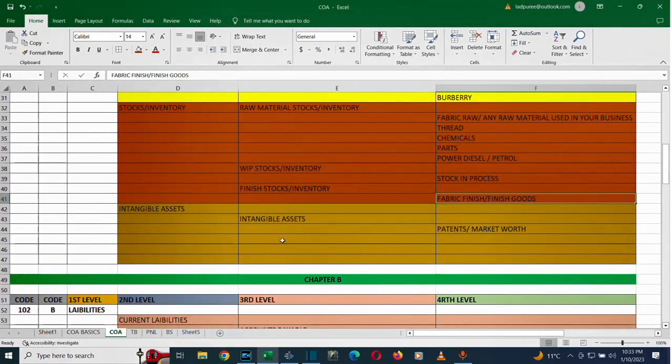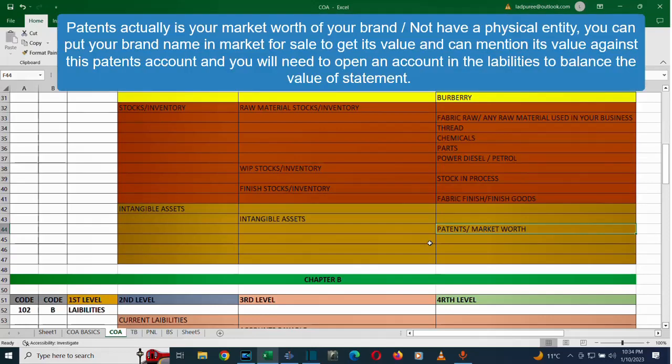At the end of the asset chapter, we will open patent or market worth account under intangible assets. Patent actually is the market worth of your brand, which does not have a physical entity. You can put your brand name in the market for sale to get its value and can mention its value against this patent account, and you will need to open an account in the liabilities to balance the value of the statement.